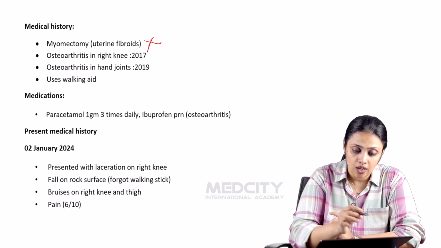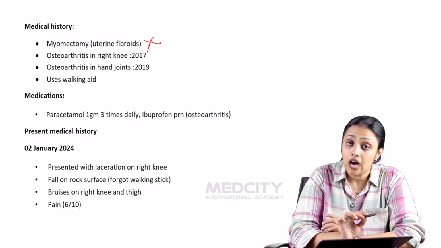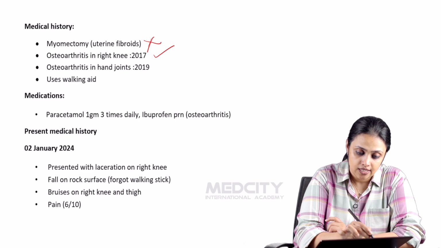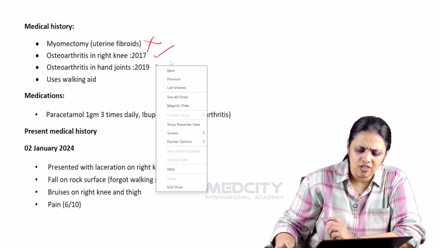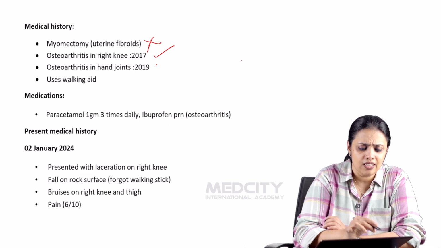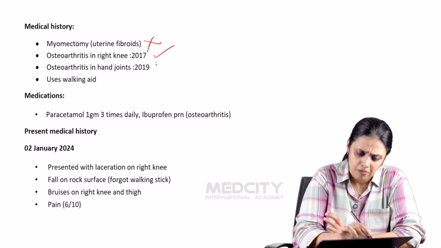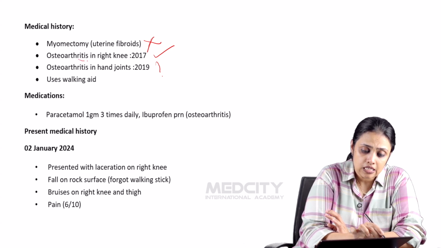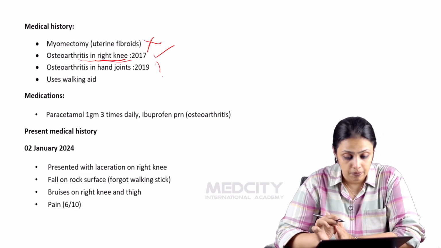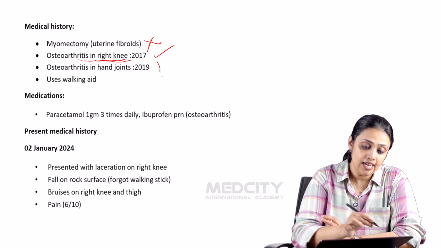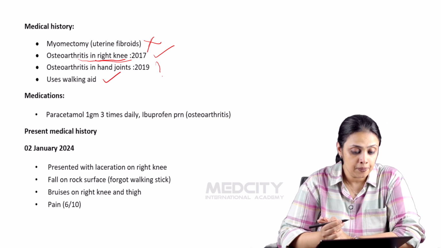So the patient already has this arthritis, so this should be considered a relevant detail. Osteoarthritis in right knee is an important detail to the reader, even though it's not necessary to mention the osteoarthritis in hand joints, which is maybe semi-relevant. Uses walking aid, of course it is relevant.